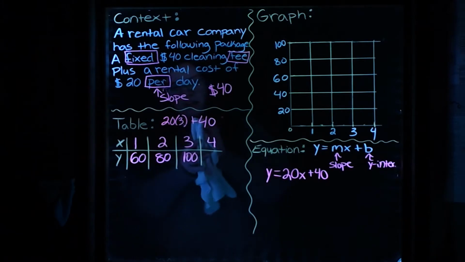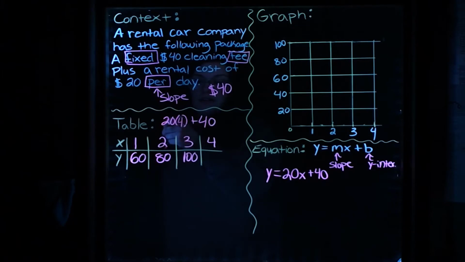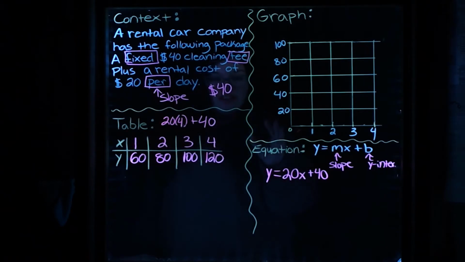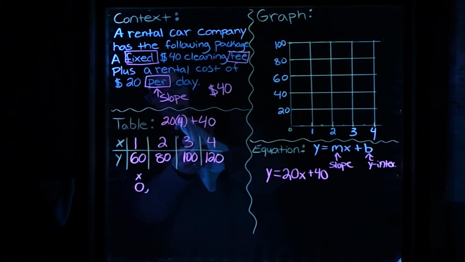Now I have my last one. Go ahead and replace that 3 again, because that's my x that keeps moving. I've got 20 times 4, which is 80, plus 40 is 120. Now, if I had 0 days, say I didn't start driving yet, let's look at 0 days. If I had 0 for my x, let's replace that 4 with a 0. 20 times 0 is 0, plus 40 is 40.